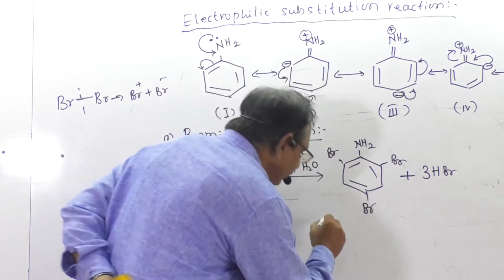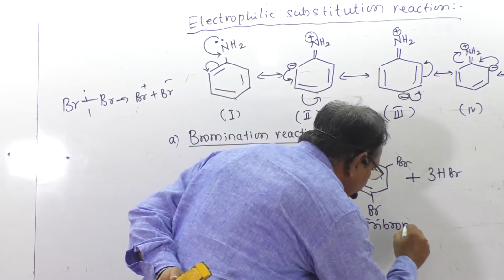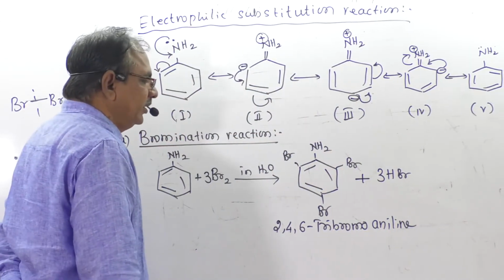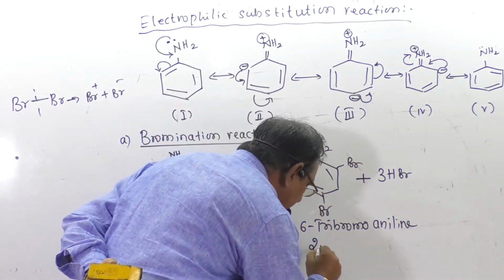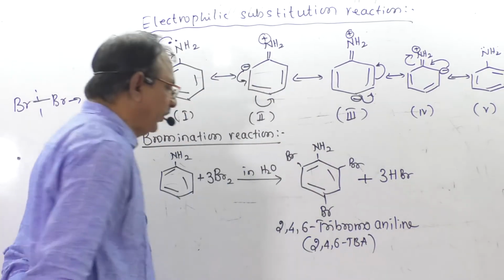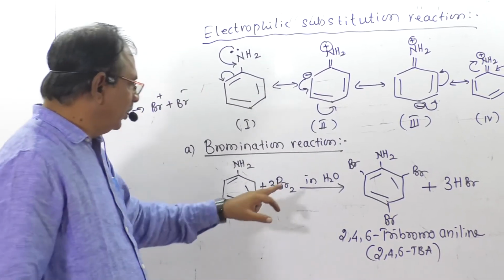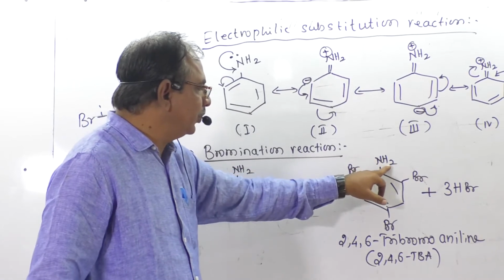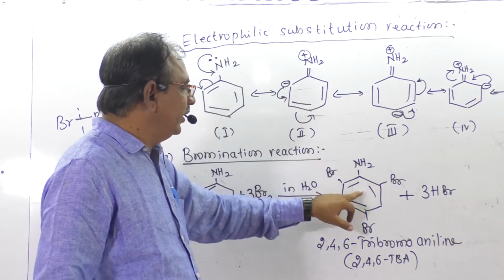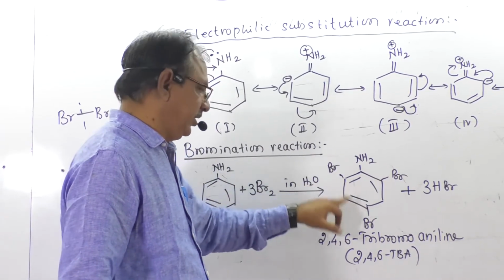Then this is called 2,4,6 tribromoaniline, or simply 2,4,6 TBA. Because the NH2 group is an electron rich group that donates electron density towards the benzene ring, the electrophilic substitution reaction takes place at all the 3 positions.